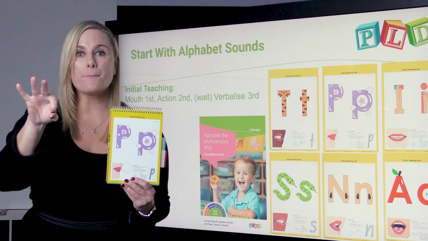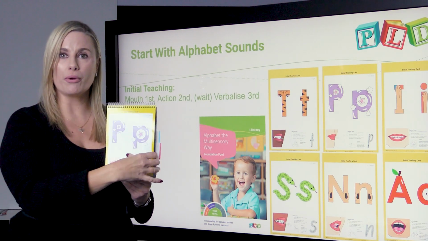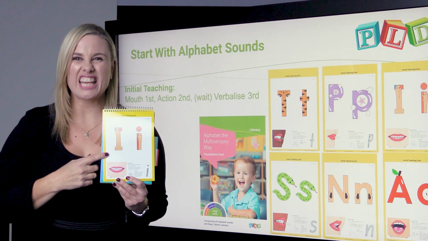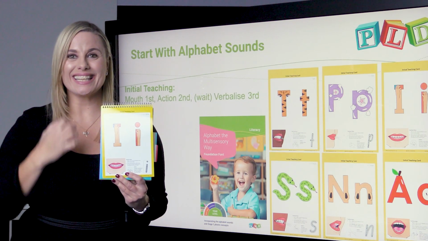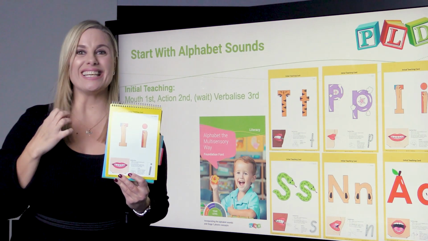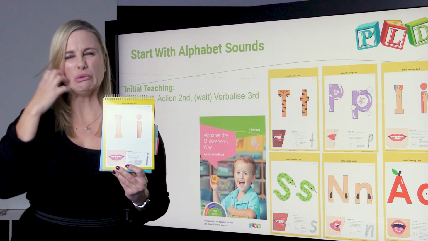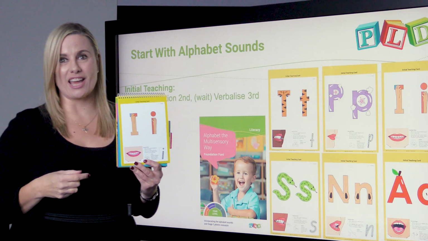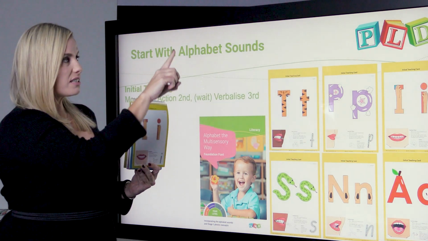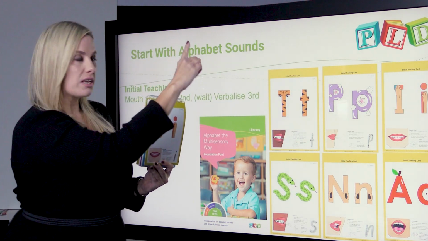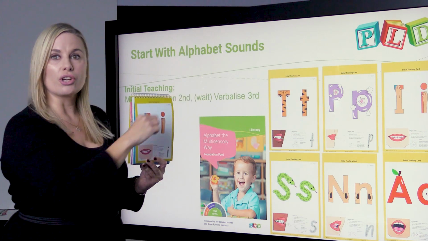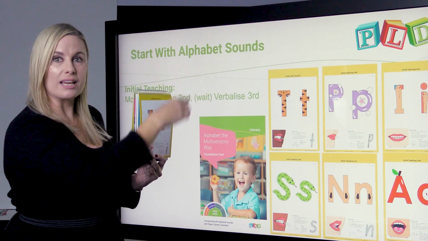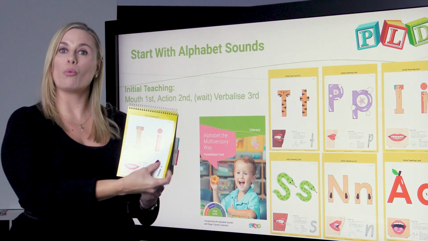What's this sound? P. P of pop. Good. What's this sound? E of itchy. Oh, I'm so itchy. Let's practice writing this letter in the air. You ready? Let's remind ourselves down and dot, down and dot. E. Good.